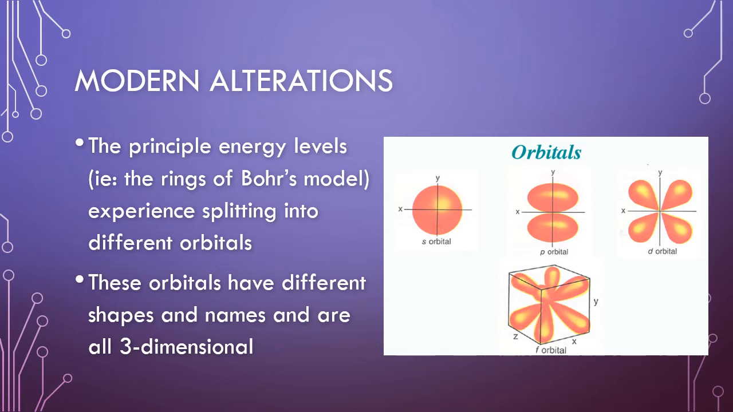Some example shapes for some of these orbitals are shown here to the right, where the s orbital is very spherical, the p orbital looks like 2 balloons that are tied together, the d orbital looks like 4 balloons tied together, and the f orbital looks like even more balloons tied together. These are only examples. The d and f orbitals have additional shapes that are not shown here.